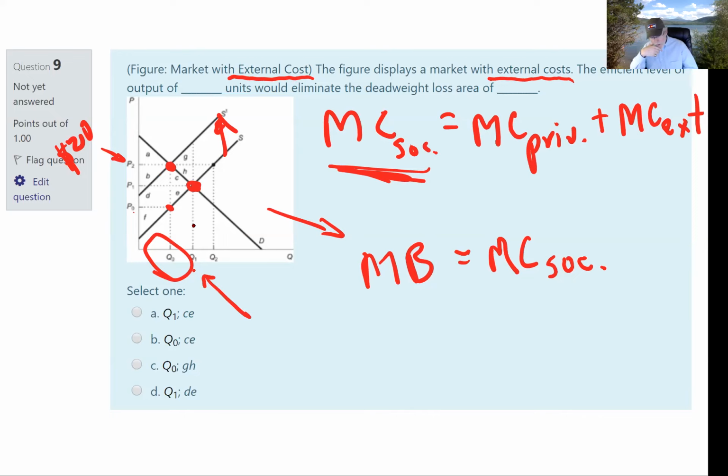The equilibrium quantity is here at Q1. The efficient quantity is here at Q3. Okay. Now, so the efficient level of output is going to be Q3.